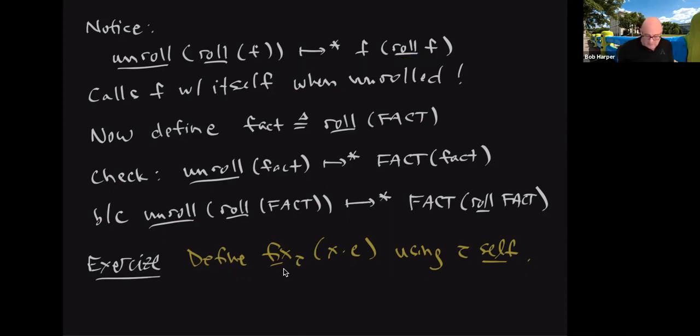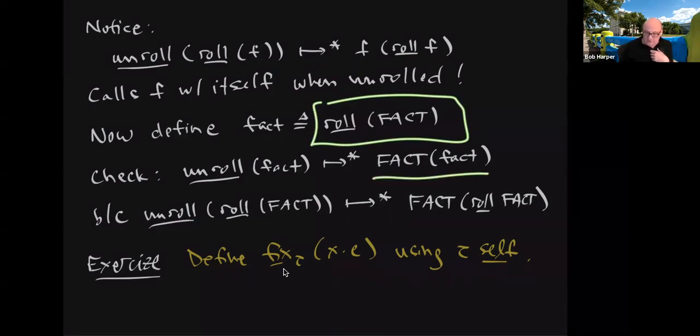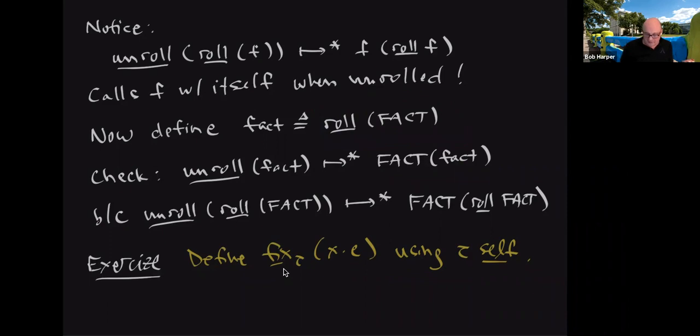Okay, and now, how do you define factorial? You just say roll fact. And you should check this out. Check out that unrolling of fact eventually transitions to fact of fact. It unrolls the recursion. Capital fact is the body. Now that can be applied to a number and it branches on it, et cetera. And it calls that argument, you'll see. It calls itself via this observation. So you should just calculate this out.